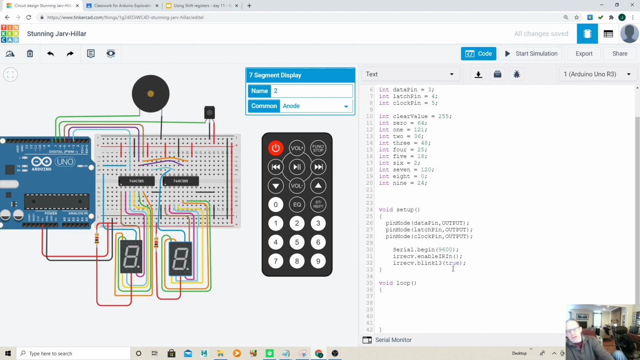All right. We're going to set up our pin modes. Again, you don't need to worry about this. Let's take that out.